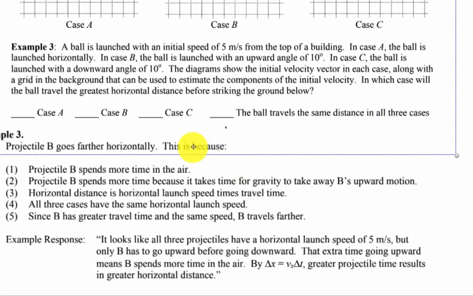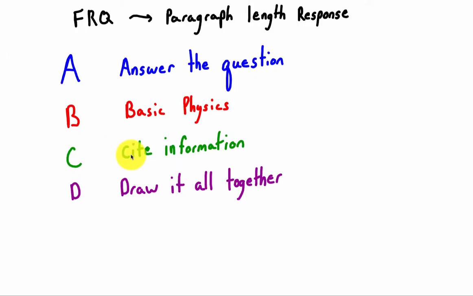Okay, I hope this helps. Take these basic principles and apply them to whatever problem you have. There will always be a paragraph length response as one of the free response questions. And so this is just an easy acronym, ABCD: Answer the question, basic physics, cite the information, and draw it all together.